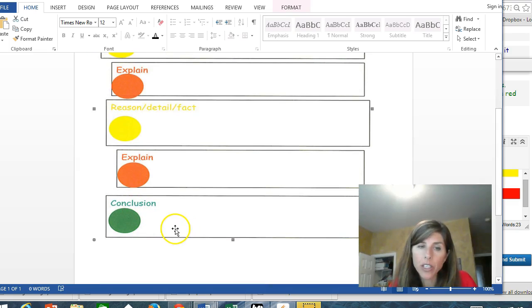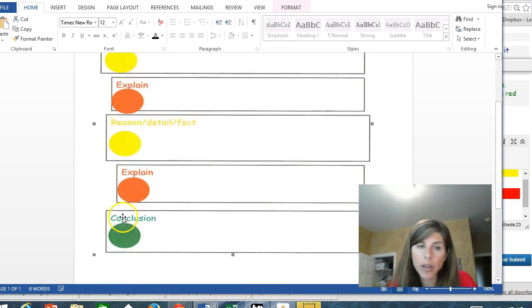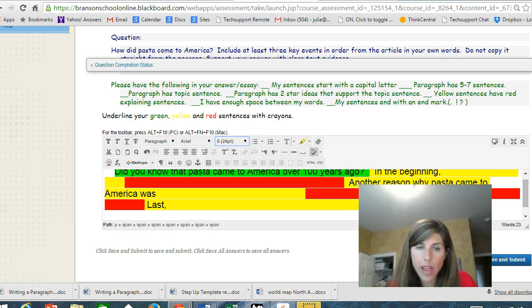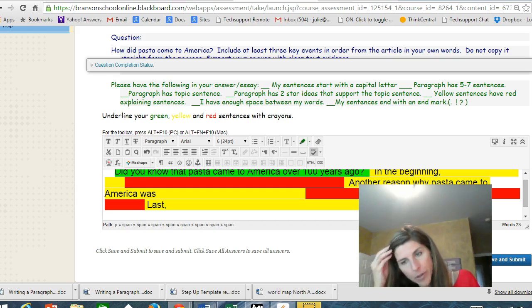And then you're going to have a concluding sentence. So remember, our concluding sentence restates our topic sentence in a different way. It does not give a reason, detail, or fact, or an explanation. So I'm going to say, did you know that pasta came to America over 100 years ago? So I'm going to end it like, let's see, something like, what's an interesting way we could conclude it?